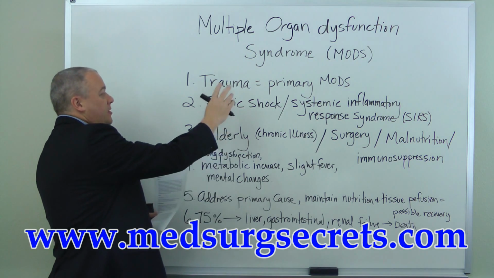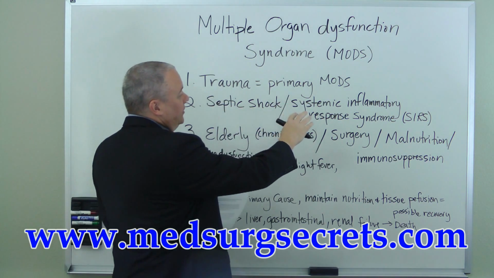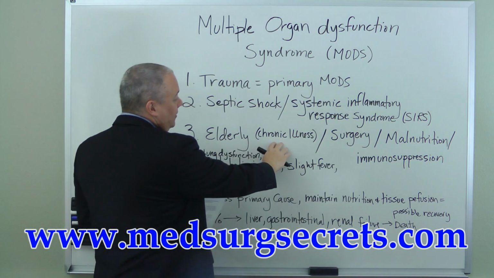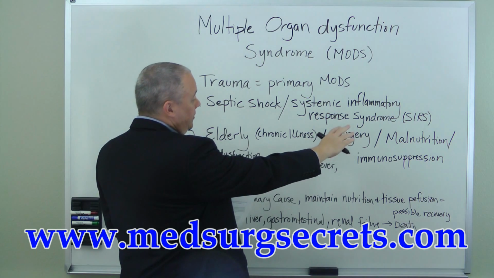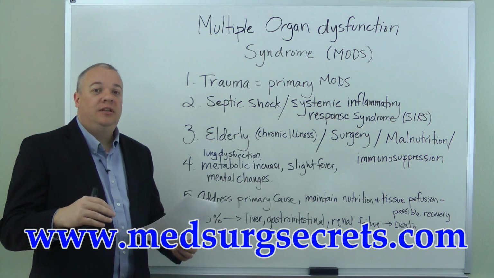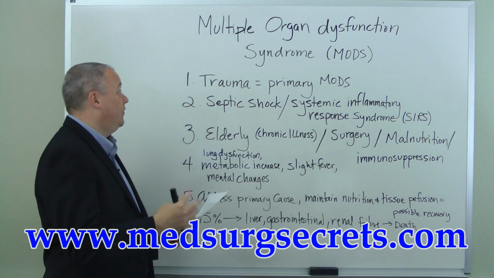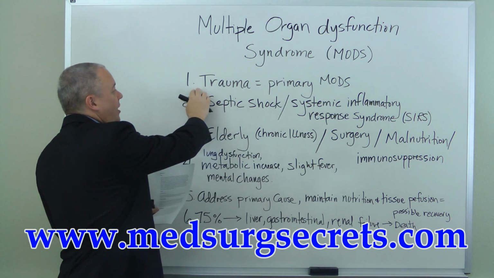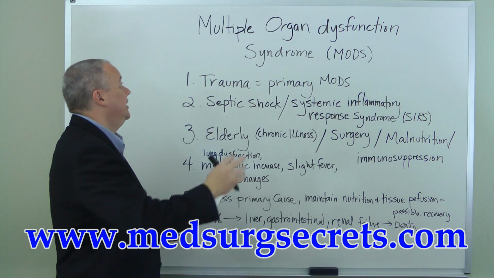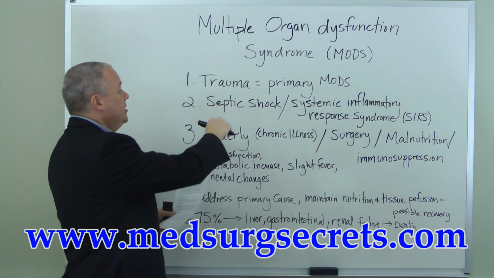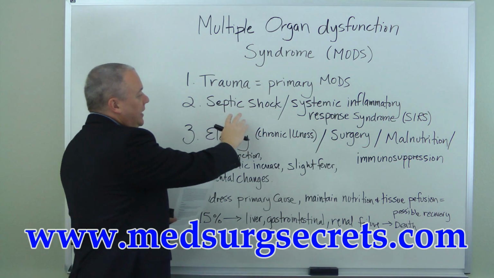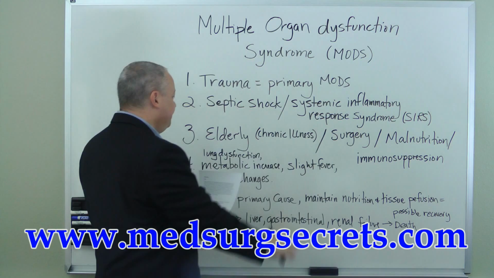Among those are a response to septic shock, systemic inflammatory response syndrome. In the elderly, it can be due to chronic illness. It can be the response to surgery, to malnutrition, or immunosuppression. So there are many different avenues that can lead to multiple organ dysfunction syndrome. Always remembering, of course, that the primary reason for it is some sort of trauma directly to the organ, or that region, to the organs in that region. However, secondarily, it can be the result of all of these other issues related systemically to the body.